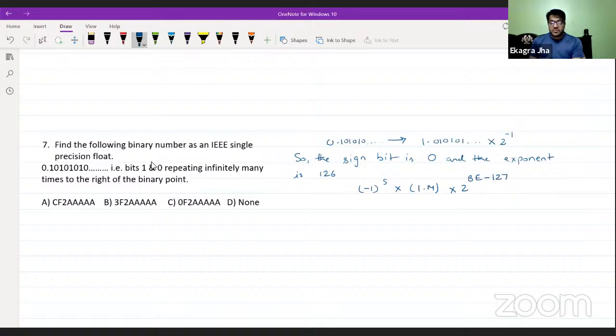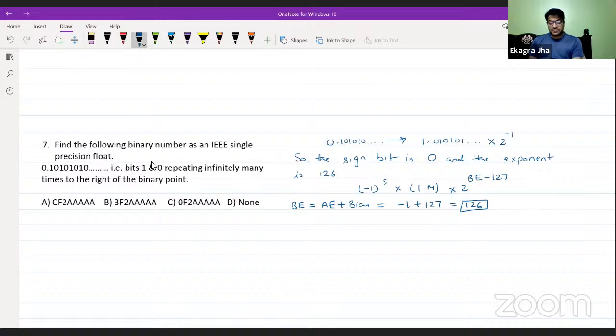So if the 2 to the power is minus 1, how much is the value of biased exponent? This is actually 126. So 126 minus 127 will give you the actual exponent, minus 1. We already wrote this equation in the above question somewhere: biased exponent is equal to actual exponent plus the bias. So the actual exponent, minus 1, plus the bias, 127, will give you 126. So 126 is going to be the biased exponent.